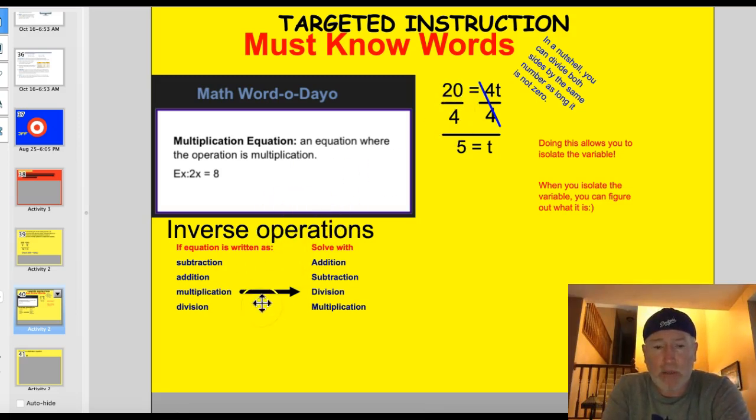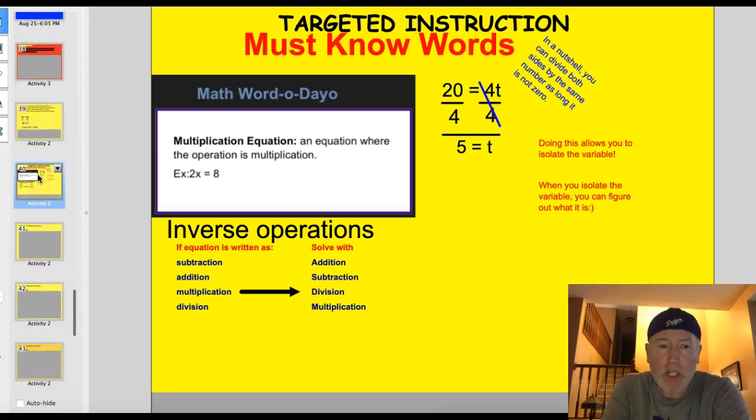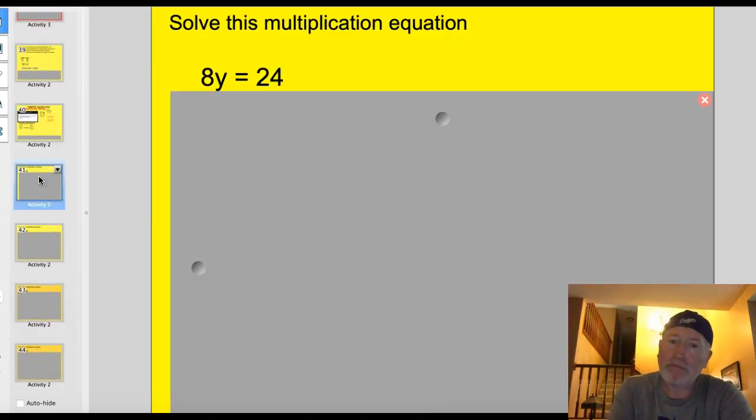Here's a look at those inverse operations. This is the last one. We've done them all. We've done subtraction equations, addition equations, division equations. Today it's multiplication equations. We solve them using the inverse operation. Let's take a look at a couple, and then I'll have you do a couple.